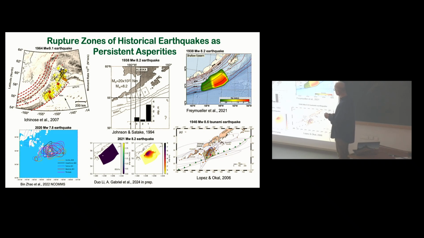So these are various papers characterizing slip in the major earthquakes that have happened since the 1960s or so in this area, including 1938, 1946. This is a kind of enigmatic tsunami earthquake that seismically looked rather small, it's 7 point something, but based on the tsunami data was a magnitude 8.6. And then the most recent earthquakes right here.